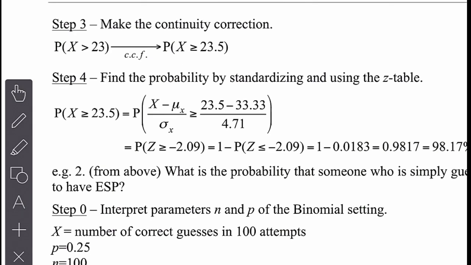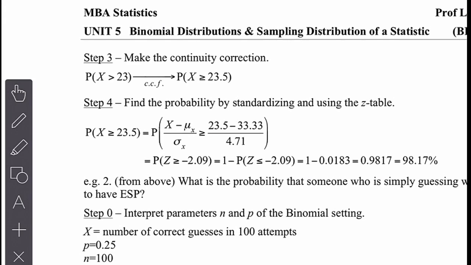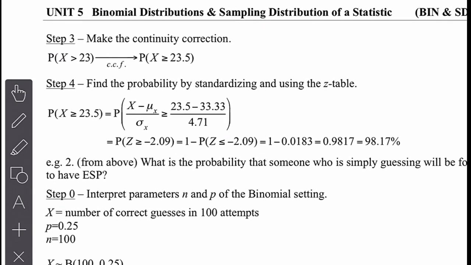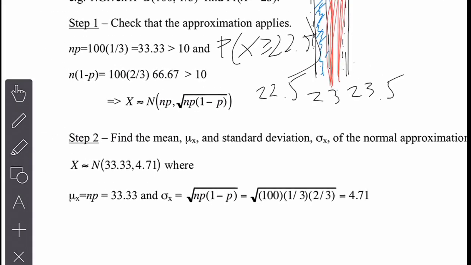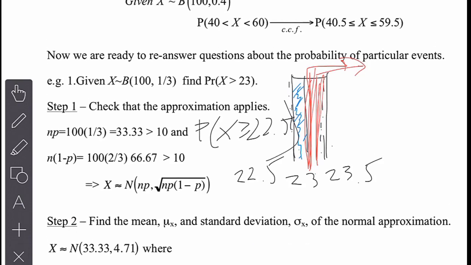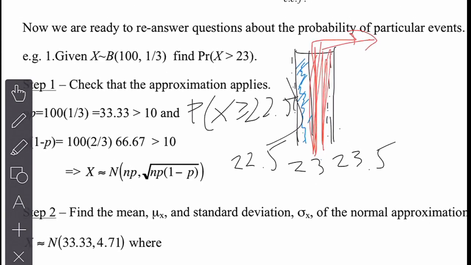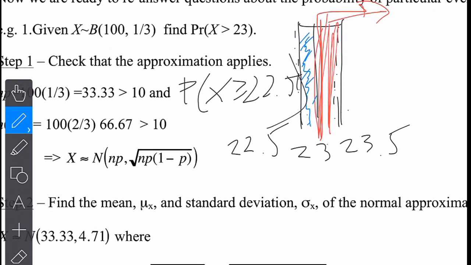Why is it smaller? Oh, because I did it wrong. Okay. That's why. Now I see what I did wrong. Sorry. If I want to answer this for greater than or equal to 23, I gave you the wrong answer. I'm sorry. I always catch myself, but sometimes too late.